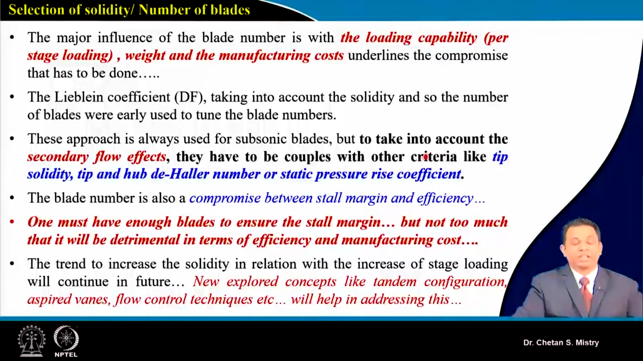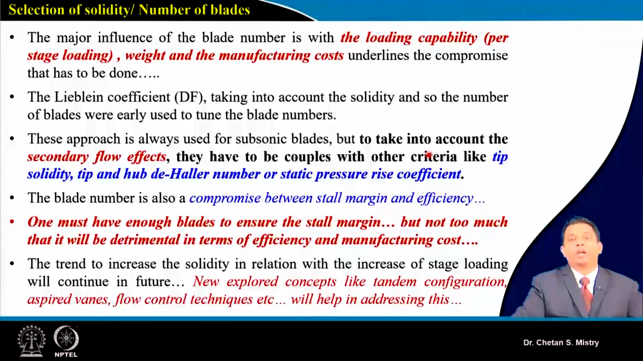They are, say, tip solidity, then tip and hub De Haller numbers, and static pressure rise coefficient. So there are so many parameters which are coming into the picture when we are discussing the selection of number of blades. Okay, so for the first cut design, for the initial design, it is the best way to select or assume your diffusion factor, and you can move ahead.